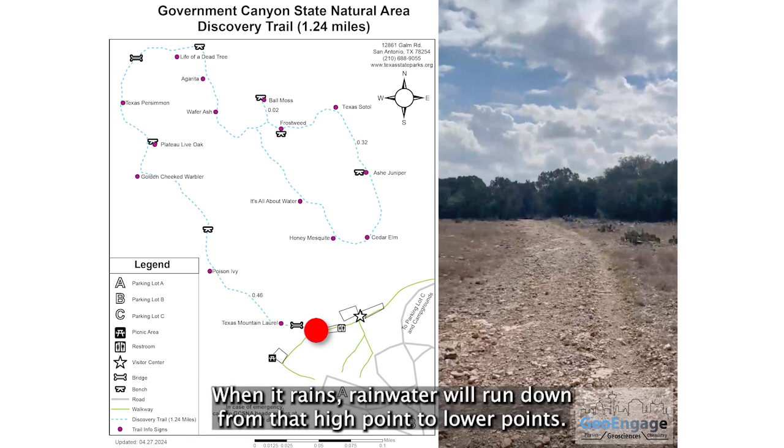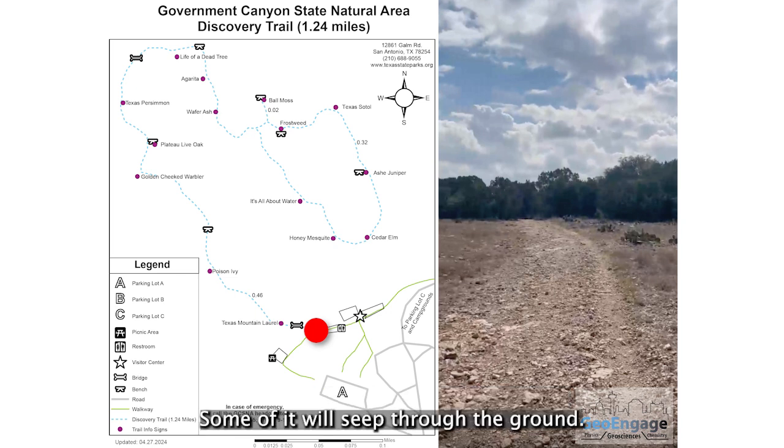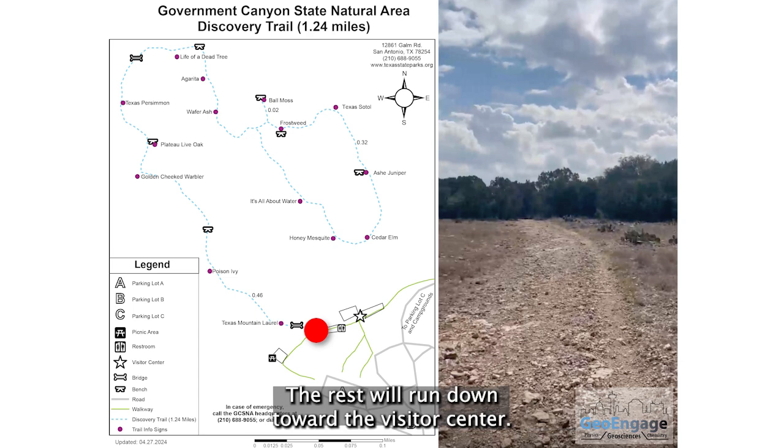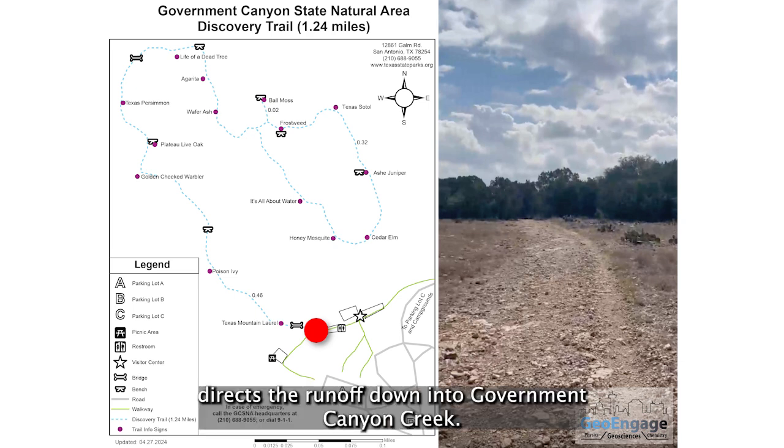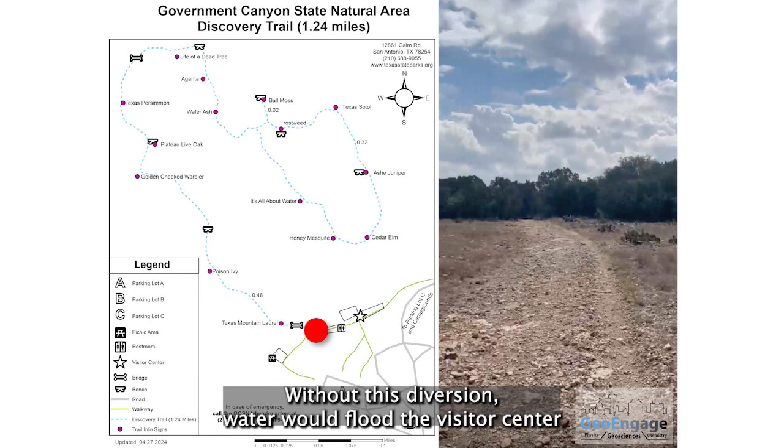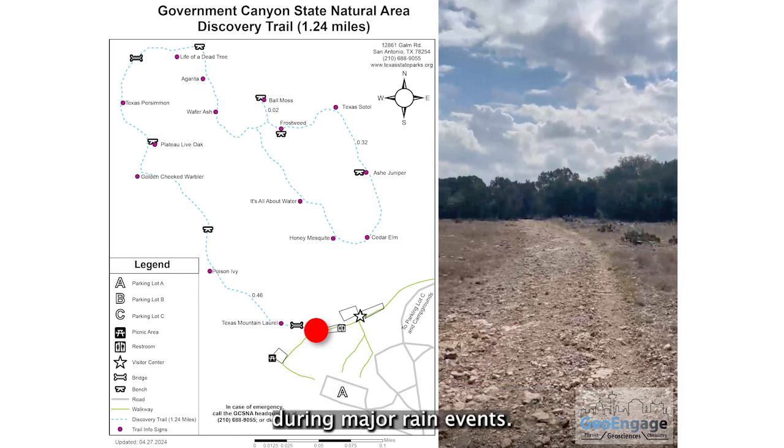When it rains, rainwater will run down from that high point to lower points. Some of it will seep through the ground. The rest will run down toward the visitor center. The limestone rock wall in front of you directs the runoff down into Government Canyon Creek. Without this diversion, water would flood the visitor center during major rain events. All right, let's continue on our adventure.